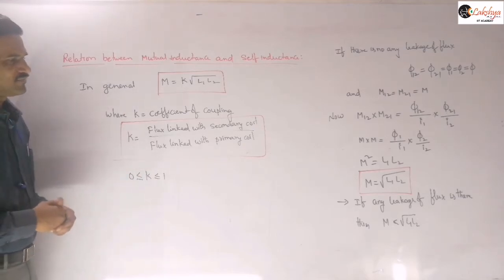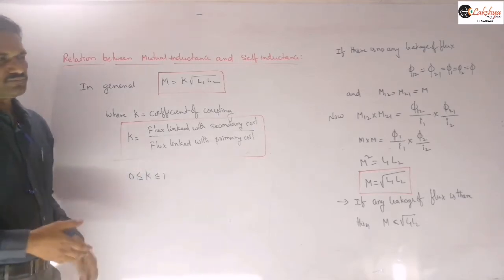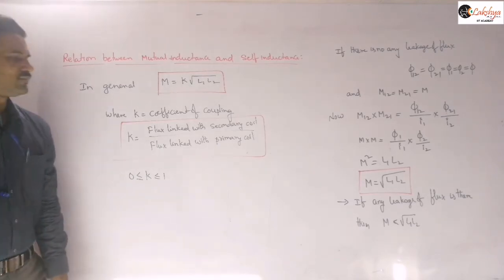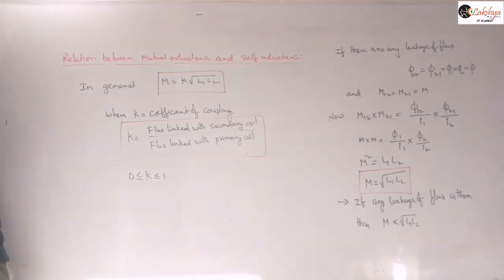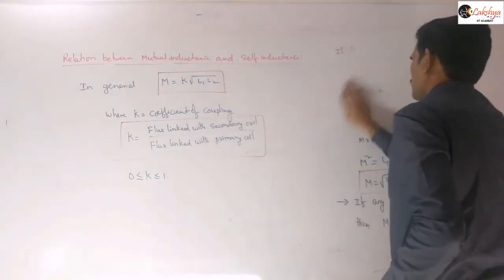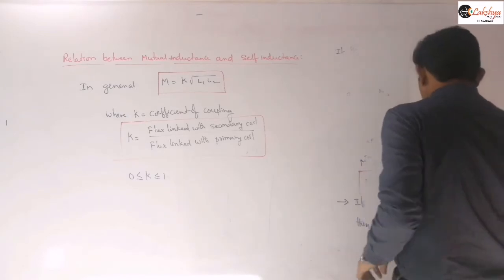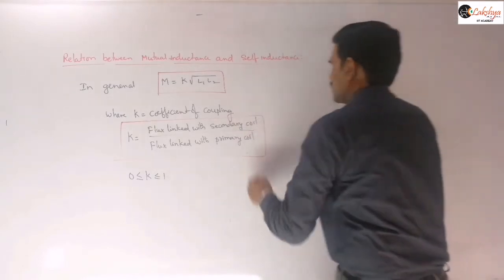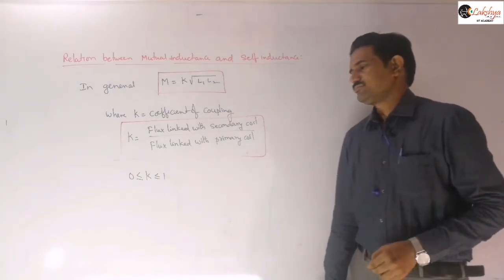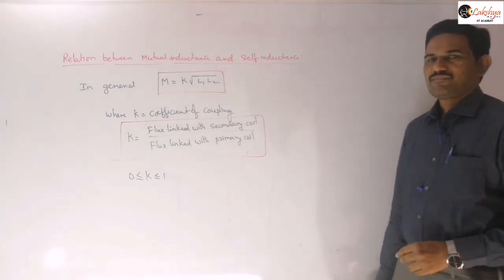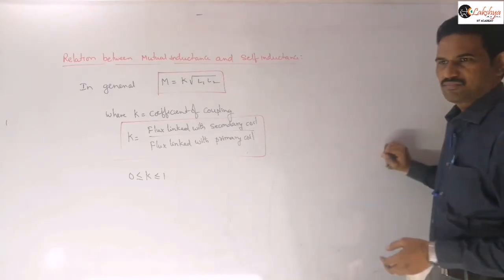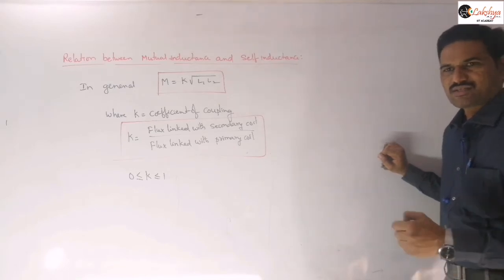So just mention that for tight coupling, that is when there is no leakage of flux, then K is equal to 1, which we mentioned already. Then M is equal to under root L1 L2. For loose coupling, K is less than 1. Loose coupling means some leakage of flux is there, then K is less than 1.